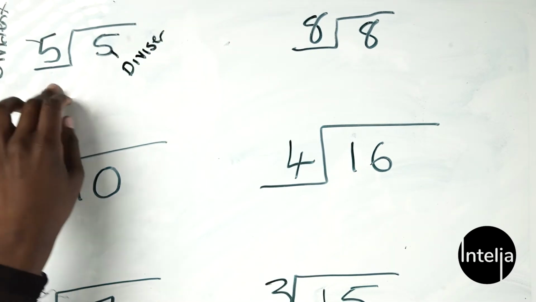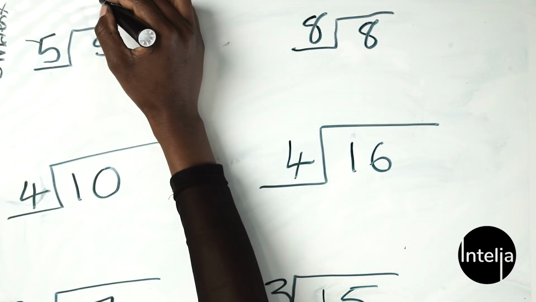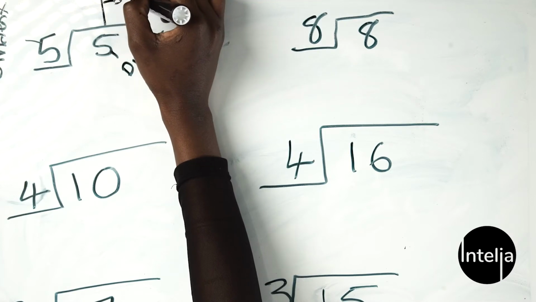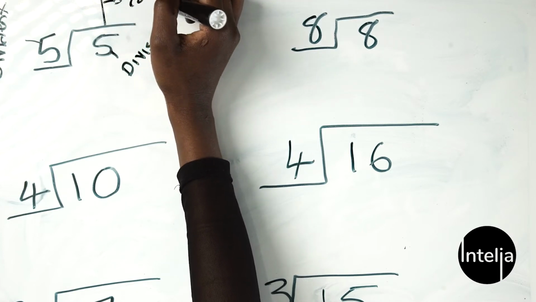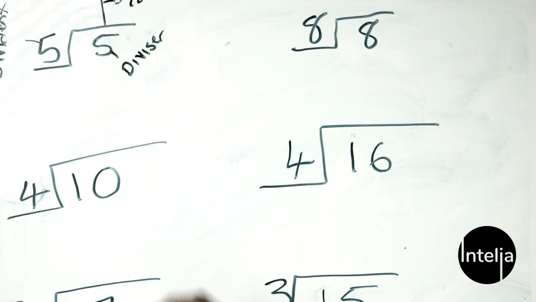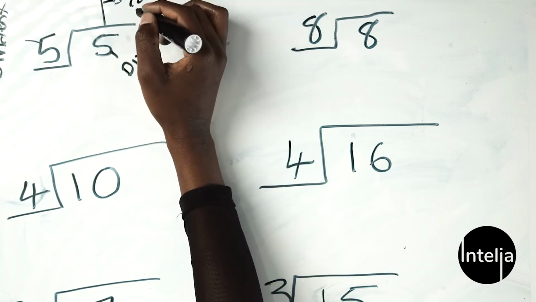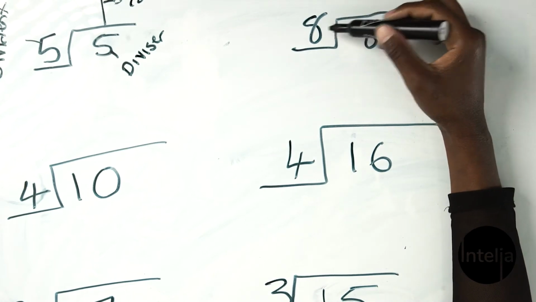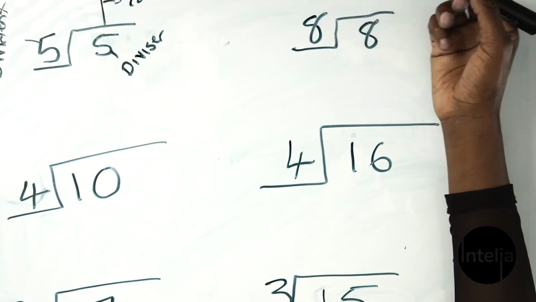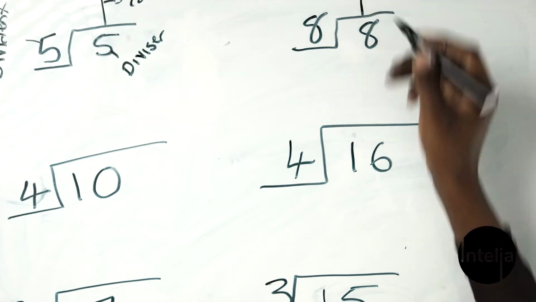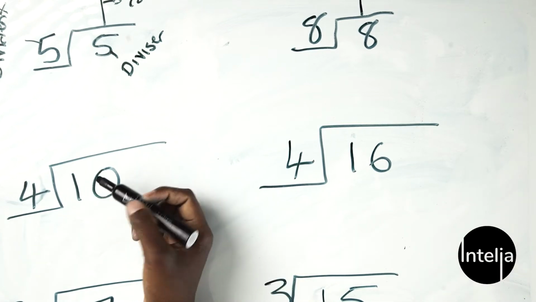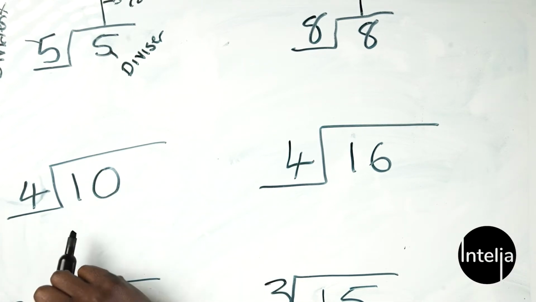Like here, 5 divided by 1, that's 1. Then our answer is the coefficient. Since it doesn't have a remainder, we just leave it like this. So, to proceed, let's do another example here. 8 divided by 8 is 1, like this. You just write your answer like this here. And then we move on to the next one.